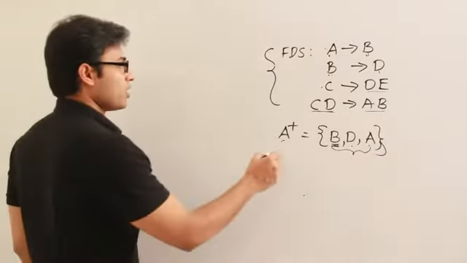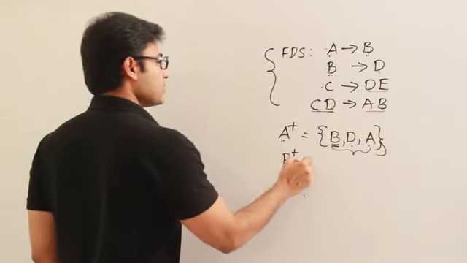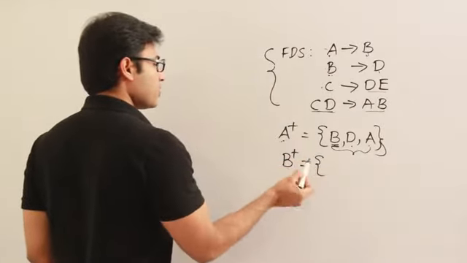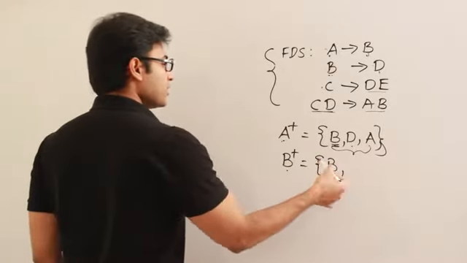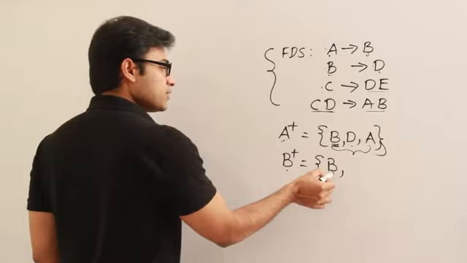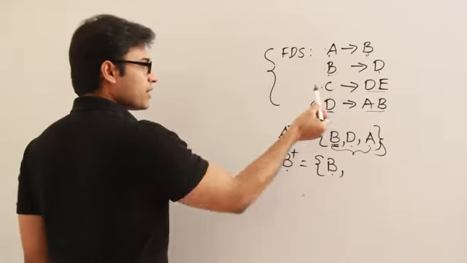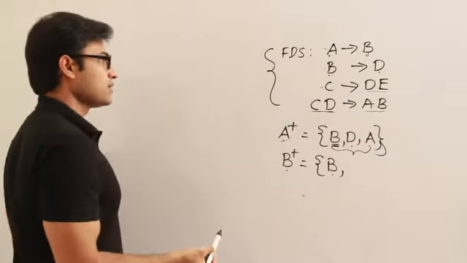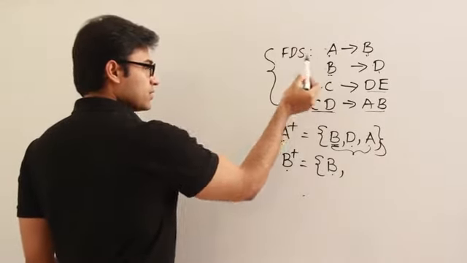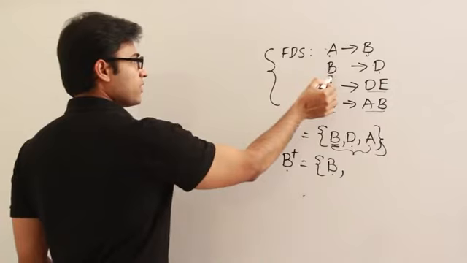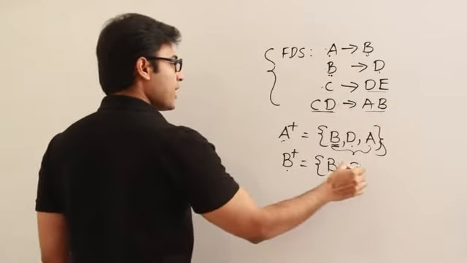Now let's see what is B plus. B plus means what are all the attributes I can find out, given that I have the value of B. Definitely I can find out the value of B, that is trivial. And what are the other things? Since you have added B, just see the functional dependencies with left hand side which contains only B. Now it turns out that this is the only FD which contains only B. Therefore I am going to add D.